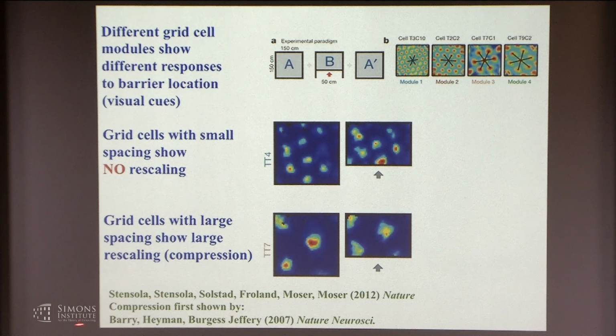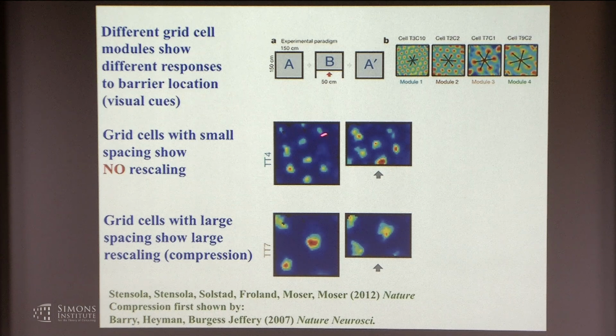So initially, Caswell-Berry showed this effect where if you moved the barriers in an environment, it would actually cause a compression of the spacing of grid cell firing fields. And then this was replicated by the Stansulas in the Moser laboratory. And they showed this additional characteristic that different grid cell modules seem to respond differentially to barriers.